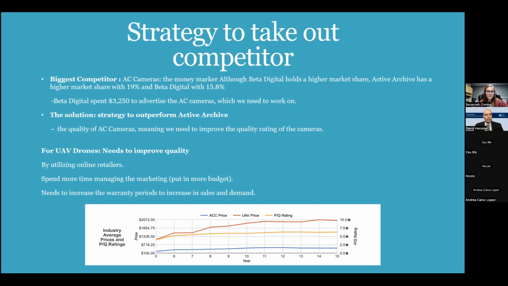And for the UAV drones, it is kind of the same as the AC camera. We just need to do a lot better on online retailers and spend more time managing the market. We need to put more budget toward UAV drones, and need to increase the price period to increase sales and demand.